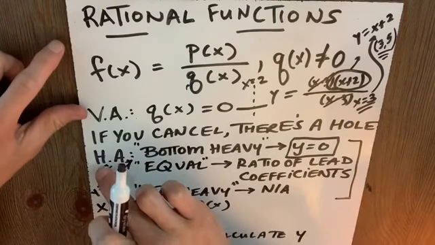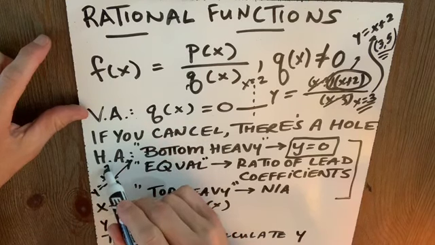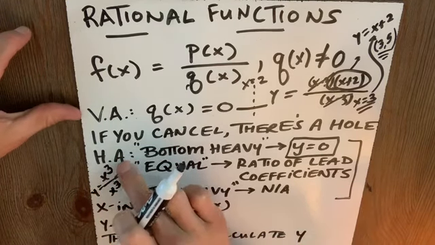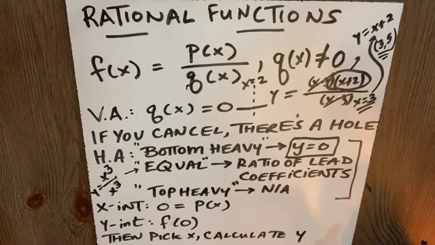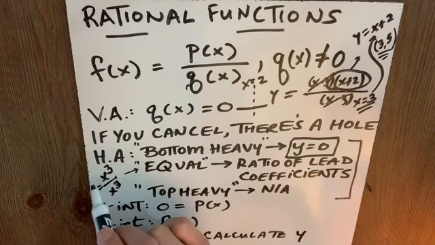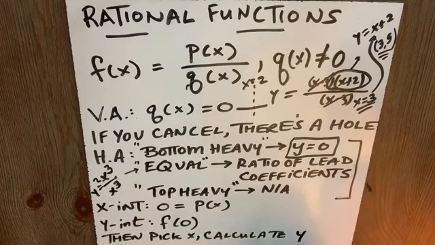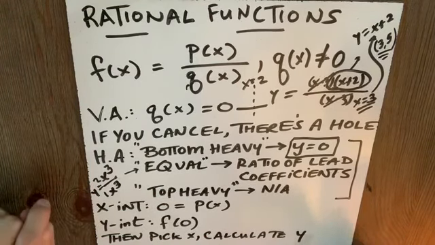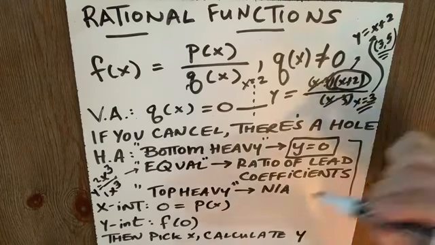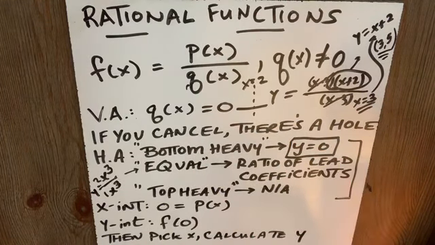If the degrees are equal, say x cubed over x cubed, if I change this up just a little bit, and they're equal, well, then we go to the lead coefficients. We look at the ratio. Say it was 2x cubed over 1x to the third. Well, then our horizontal asymptote would be y equals 2 over 1, or y equals 2. So that's what we do if the degrees in the top and bottom are equal.